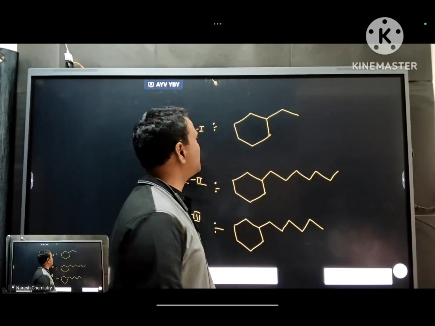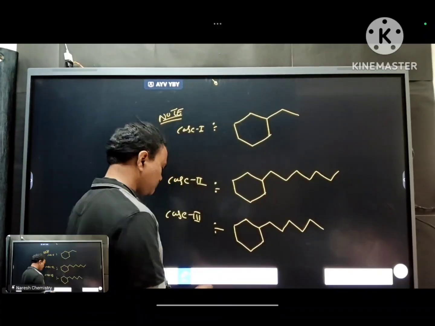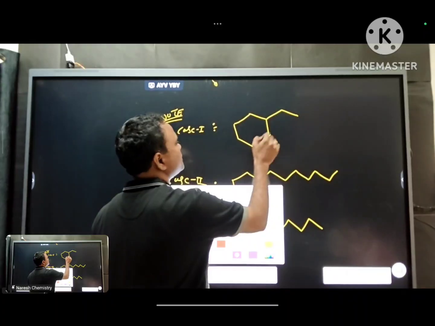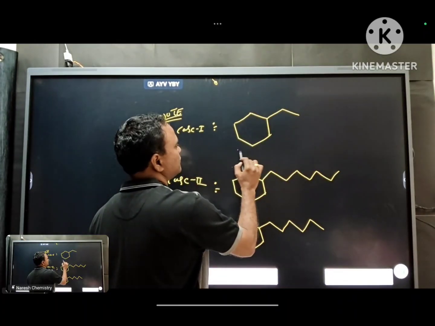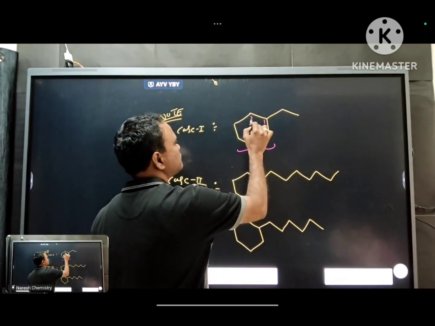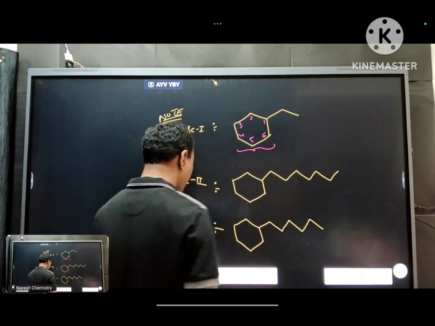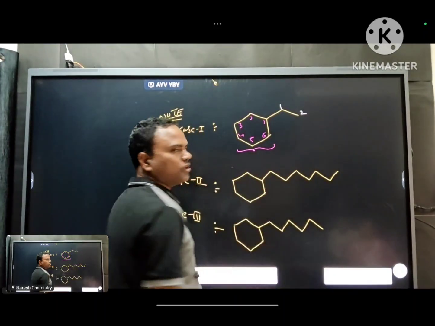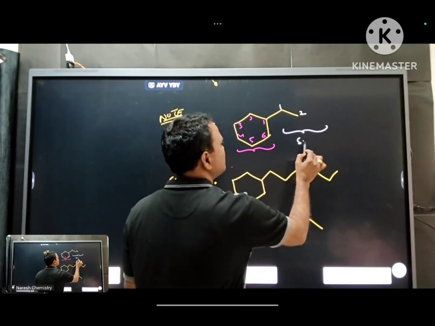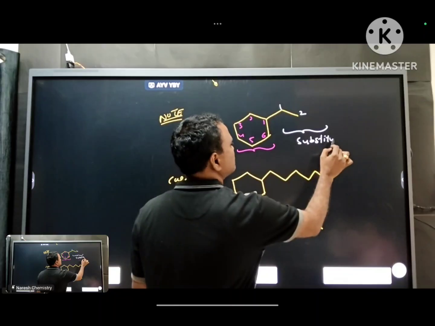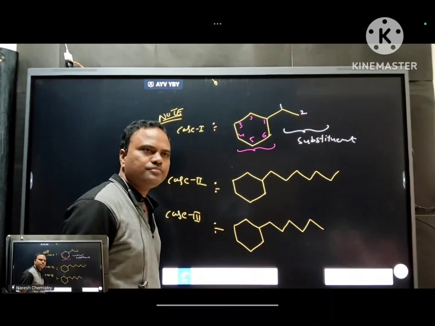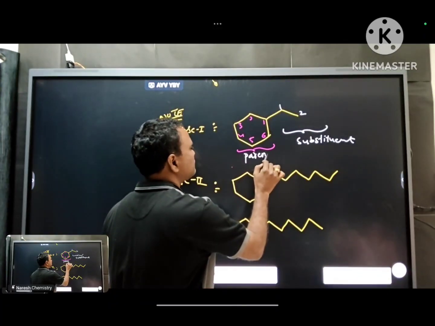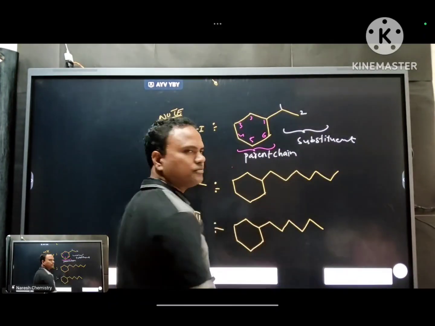Shweta, what is the difference between the three cases? Branching. In this, how many carbons are present in the ring? Six carbons, right? One, two, three, four, five, six. In the side chain, how many carbons are present? Two carbons. So the side chain will become the substituent. The ring will become the parent chain, main chain.